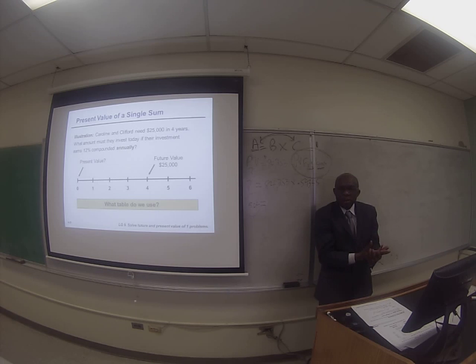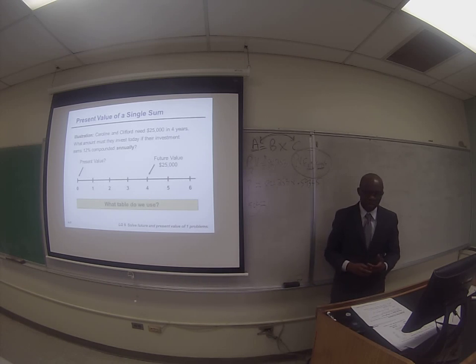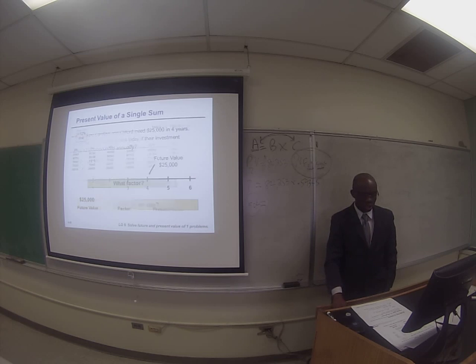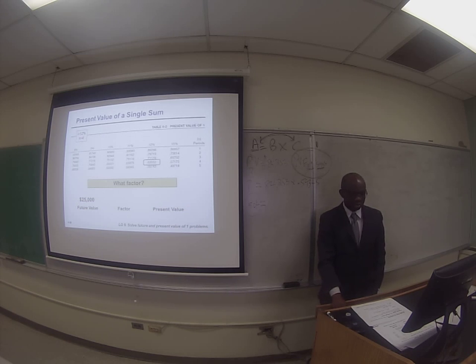What is the present amount of what? $25,000 in 4 years. So how much do we need to invest today? That is the present amount, so that we can come up with $25,000 in 4 years with a 12% interest rate compounded annually. The same methodology. So the missing factor is present value.